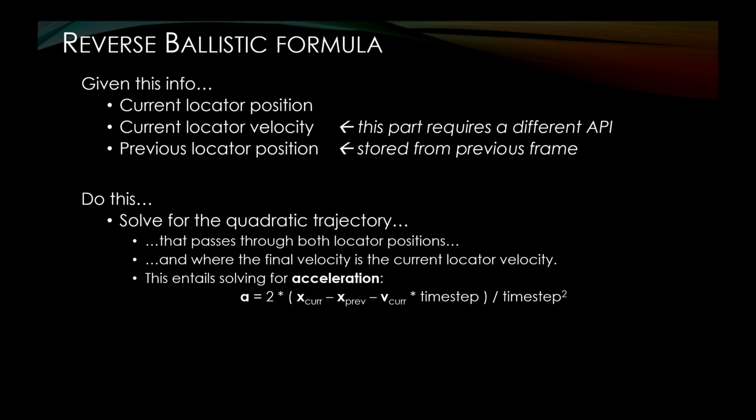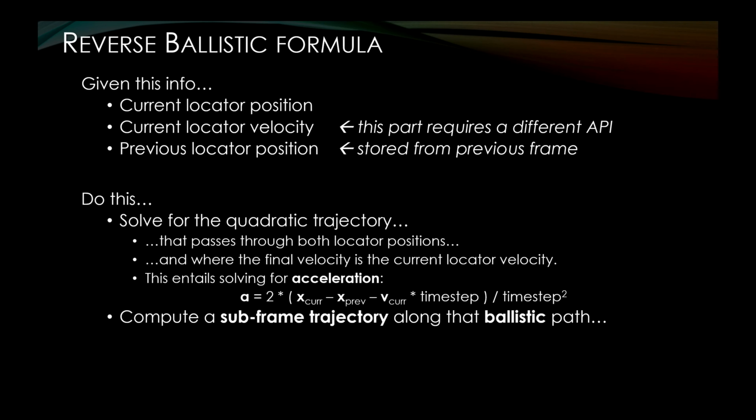And here the algebra is done for you, where you can just plug and chug. You can compute the acceleration given all these parameters. And then once you have that acceleration, you can compute a subframe trajectory along that ballistic path. Why I call this reverse ballistic is that you start from the present and march from the present into the past. So you end up filling in the gaps going backwards.